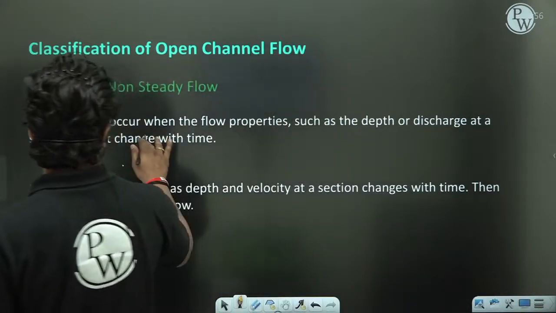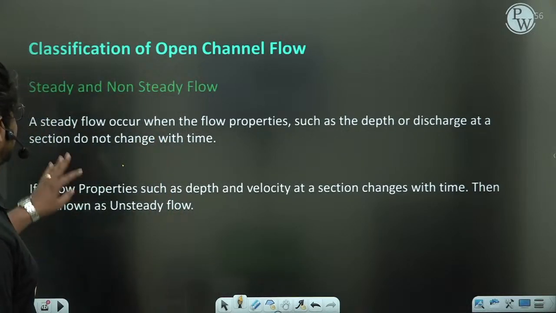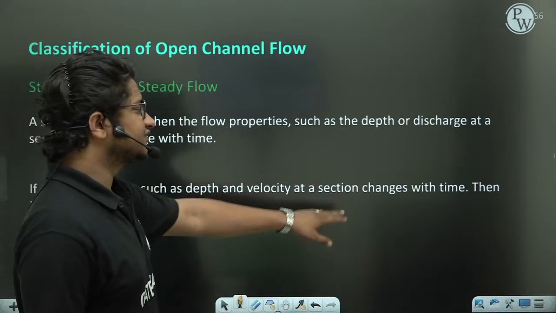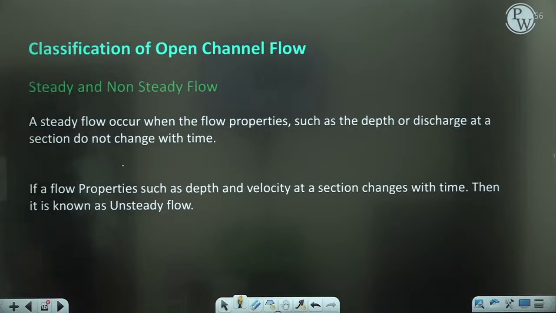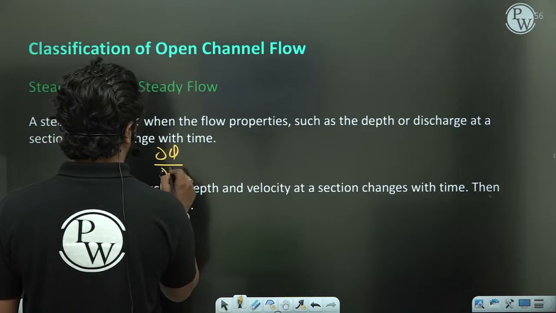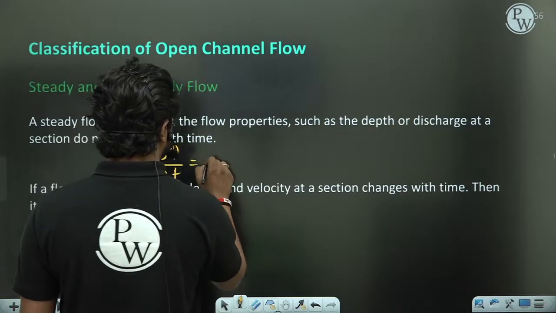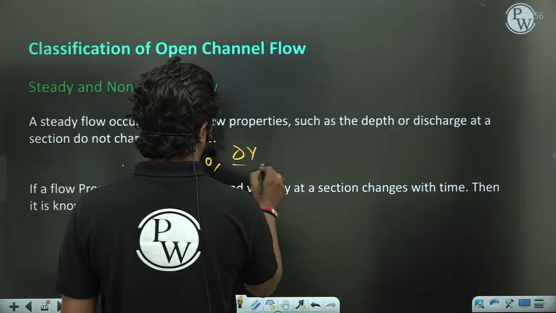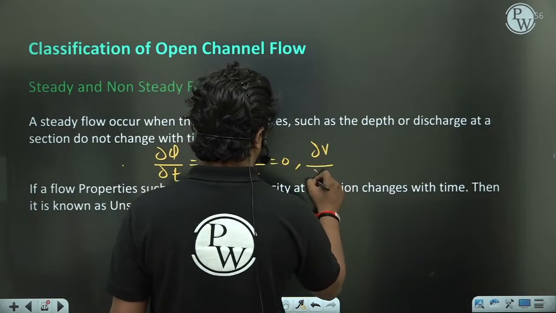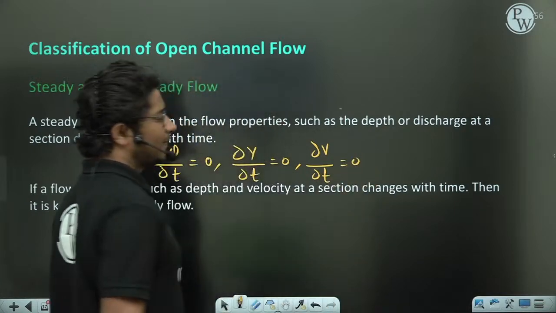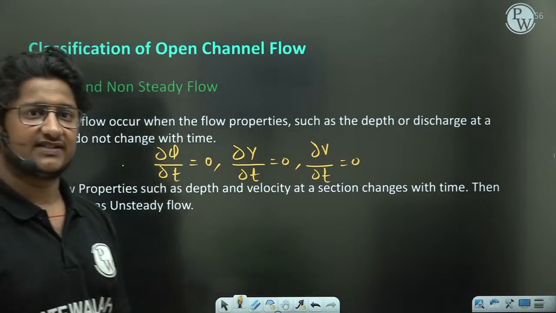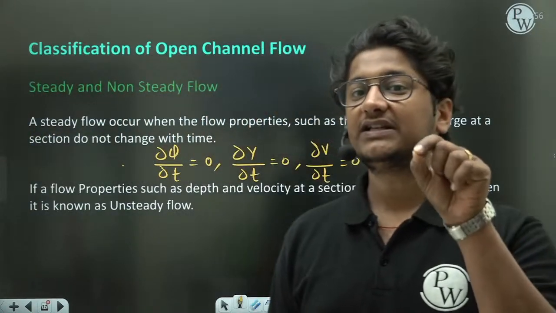Steady flow occurs when flow properties such as depth or discharge at a particular section do not change with time. If flow properties such as depth and velocity at a section change with time, then it is known as unsteady flow. Mathematically, for steady flow, ∂Q/∂t will be 0, ∂y/∂t will be 0, and ∂V/∂t will be 0. So flow parameters are not changing with respect to time at any particular section. This point you need to remember: at any particular section.